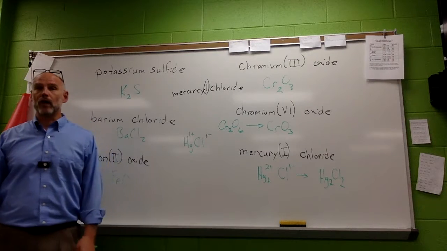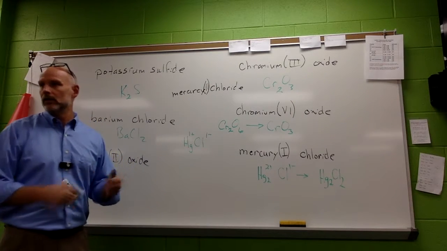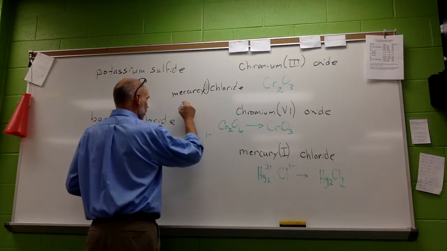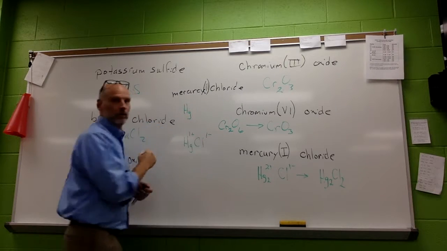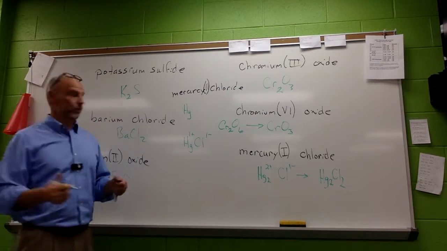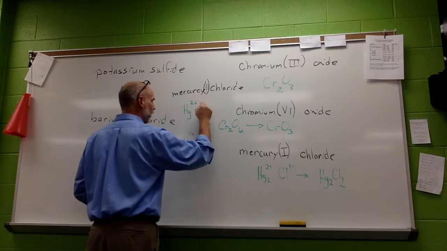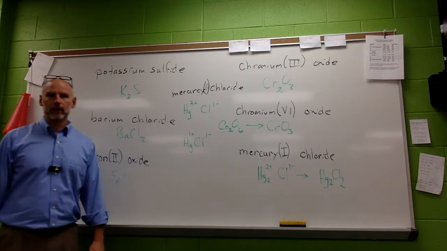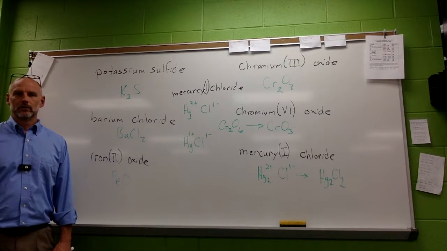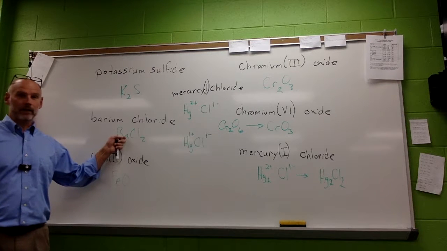Okay, so mercury 2 chloride. What would we write? Well, we would write, what's the symbol and charge for mercury 2? With a 2 plus charge. Chloride, we already know, is that. So wouldn't it look exactly like this?